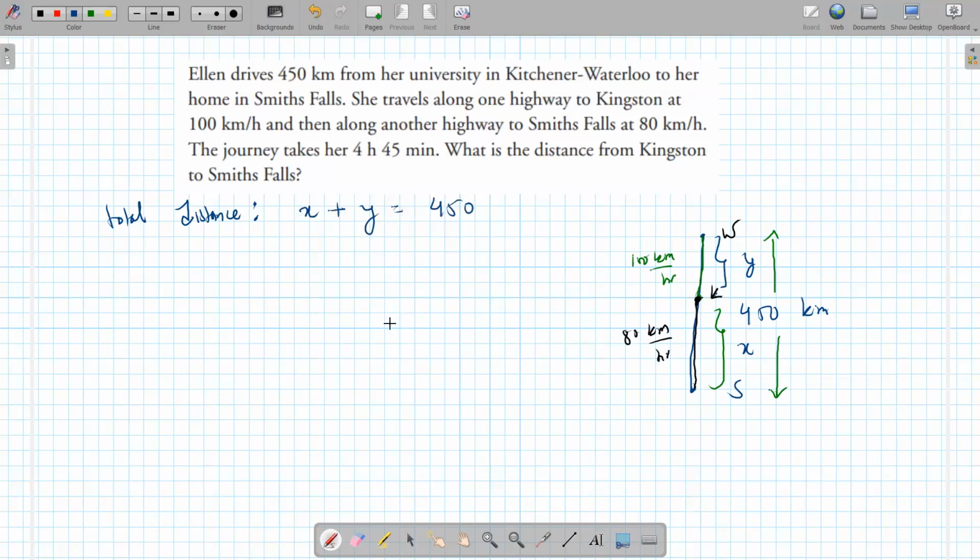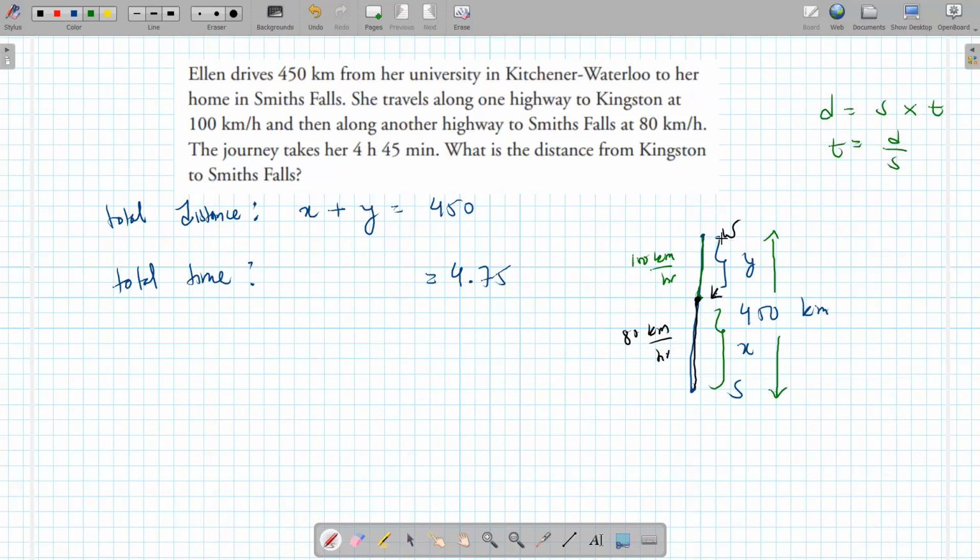The next equation is going to be the total time. Now this one's a little bit trickier. We know the total time took 4 hours and 45 minutes, which in terms of hours, don't be confused here, it's 4.75 hours because 45 minutes is 3/4 of an hour. Remember this as well, distance is equal to speed times time, okay? So that means we're looking for time. Time is going to be distance divided by speed.